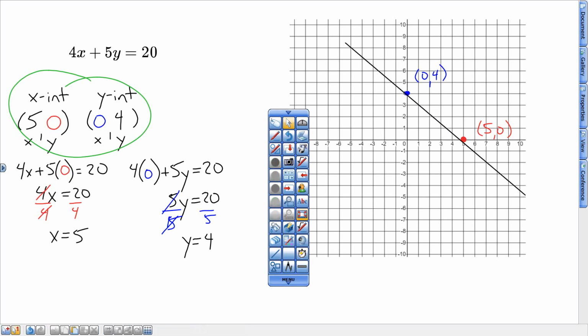Don't do more than 2 points. Don't do 3 points. Don't want to do that.